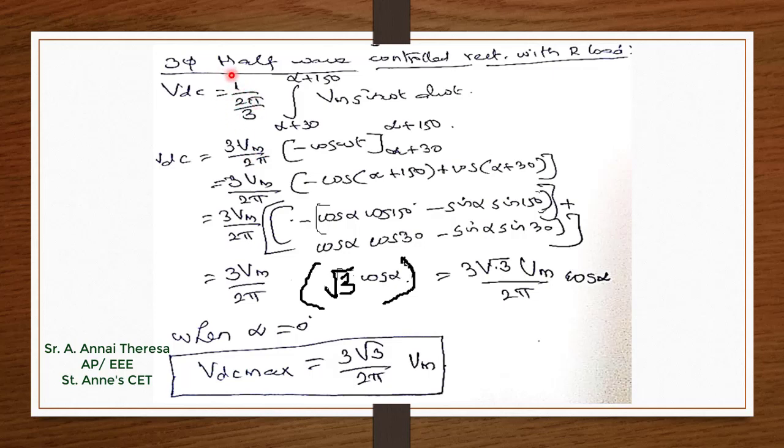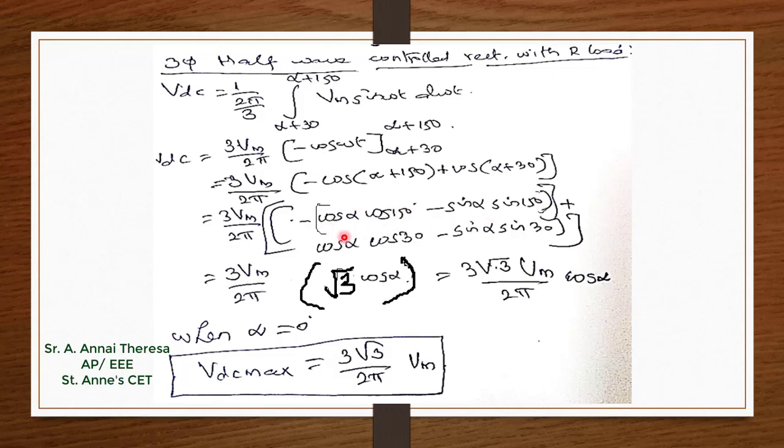If you bring the 3 up, 3 Vm by pi, we have brought Vm outside, so 3 Vm by 2 pi. Then if you integrate sin omega t, you will get minus cos omega t. Then upper limit minus lower limit: minus cos of alpha plus 150 degrees, plus cos of alpha plus 30. Now you can use the formula cos of a plus b equals cos a cos b minus sin a sin b for these two terms.